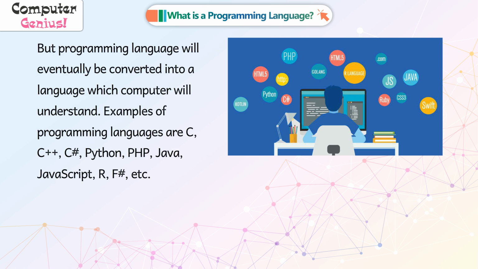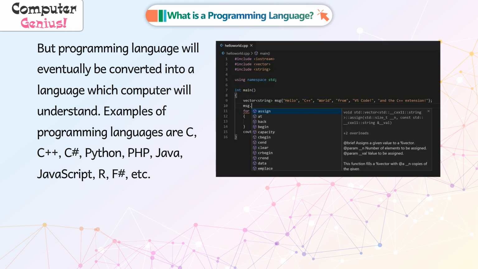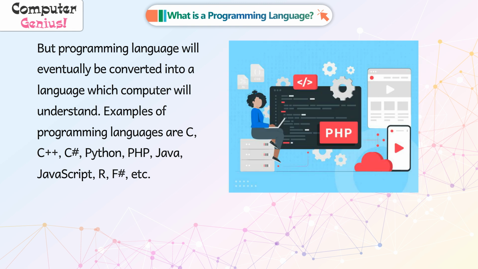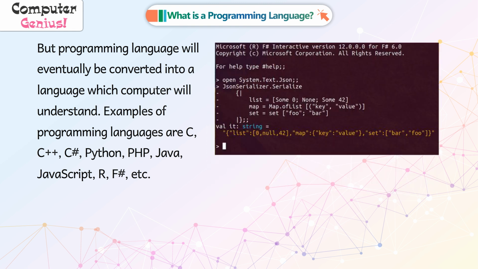But programming language will eventually be converted into a language which computer will understand. Examples of programming languages are C, C++, C#, Python, PHP, Java, JavaScript, or F#, etc.